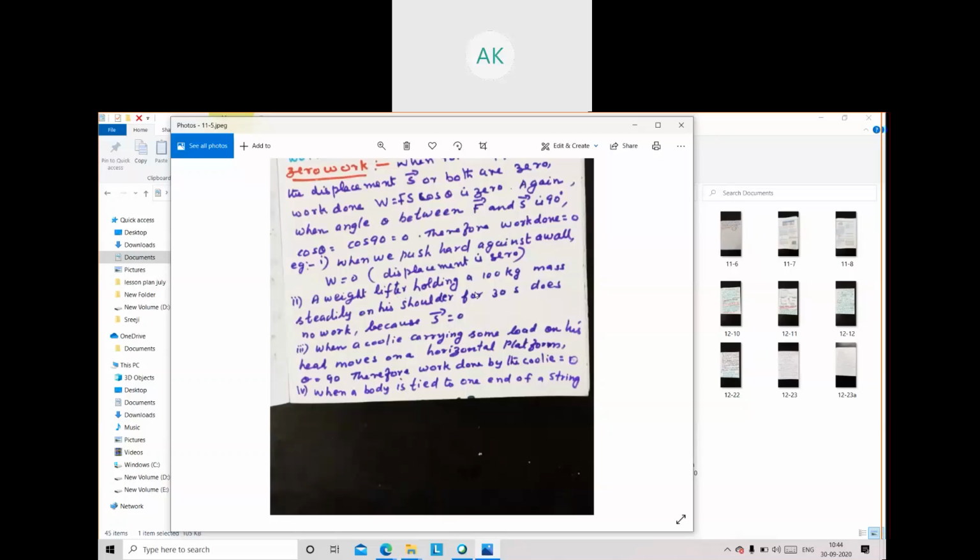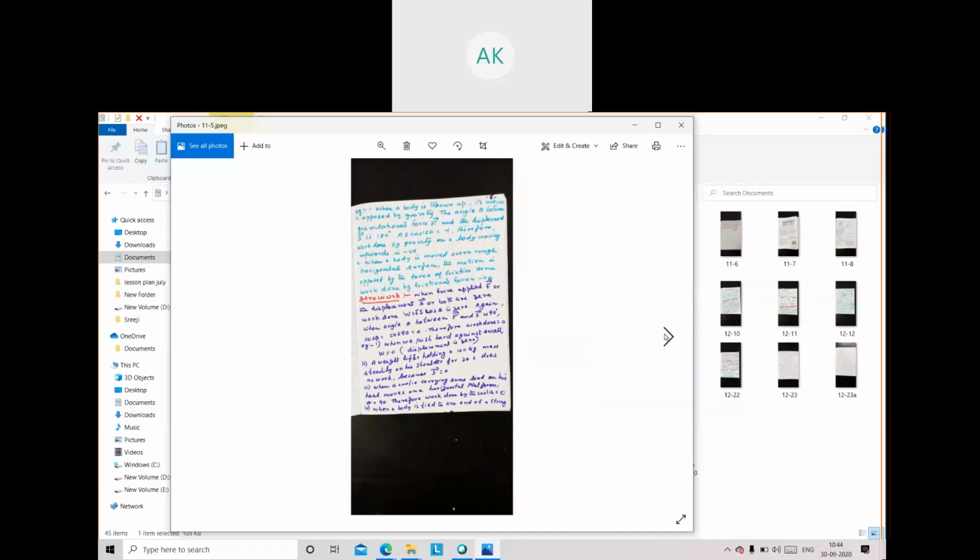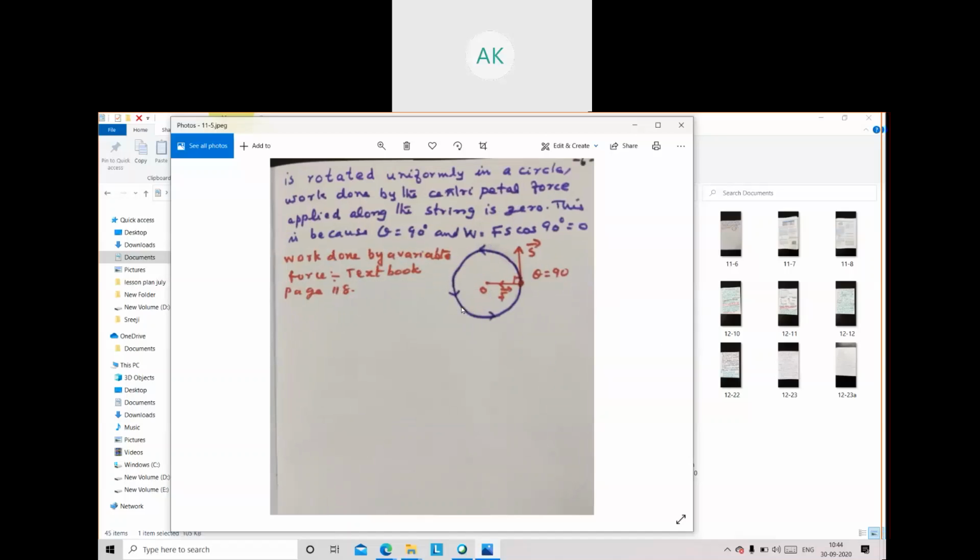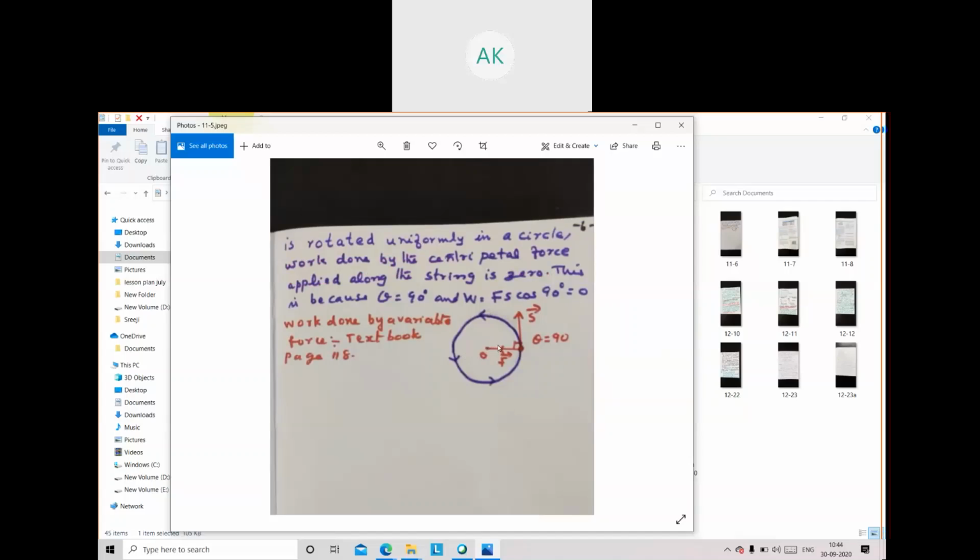Then another example. See, this is another example. A stone is rotated uniformly in a circle, in anti-clockwise direction. And we know for any body to keep in circular motion, we have to apply centripetal force towards the center. We have to apply centripetal force to keep the body moving in a circular path. And how will you find the displacement? Displacement at a particular instant, it is anti-clockwise.